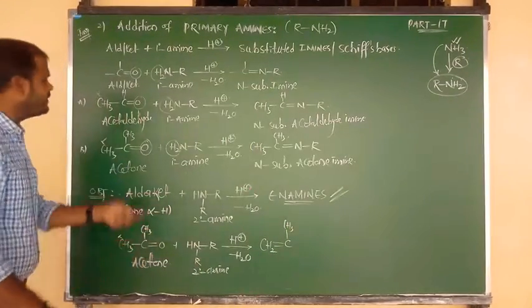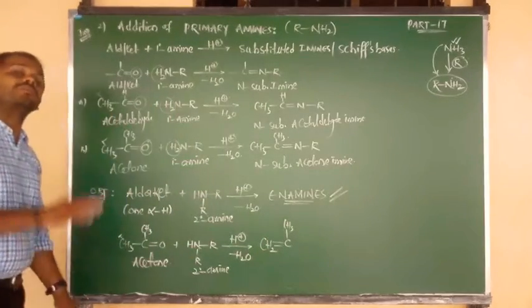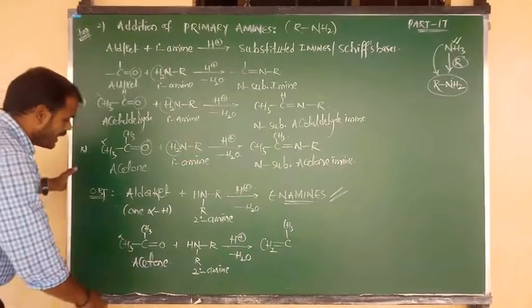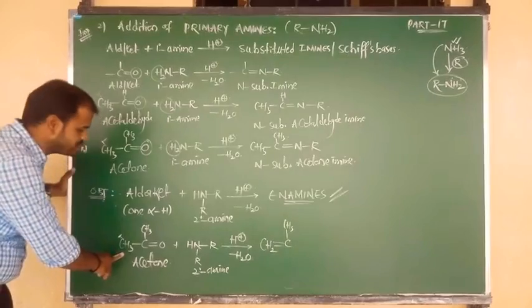Same structures we will get from acetaldehyde, but here we have to write H. That is from acetaldehyde, but this is from ketone. No problem at all. Right. So from the alpha carbon, we have removed one hydrogen atom.